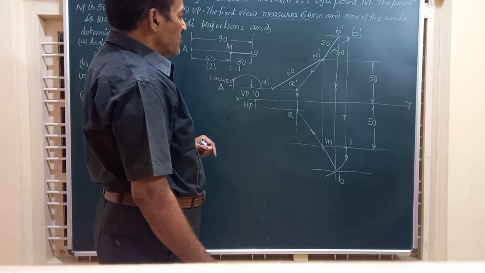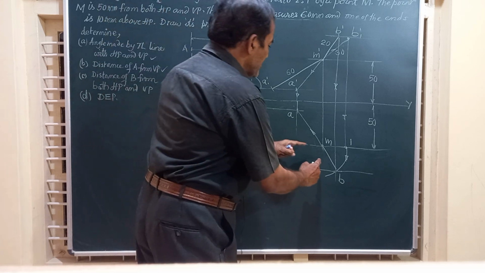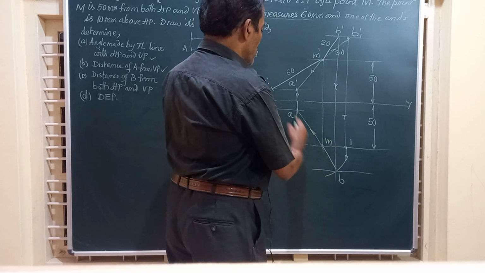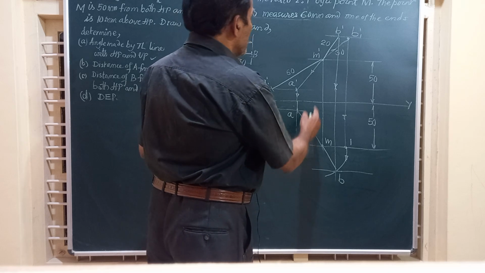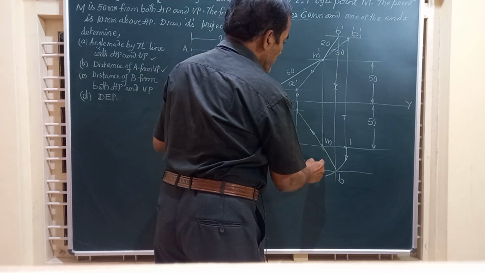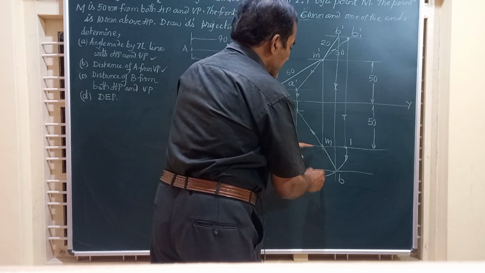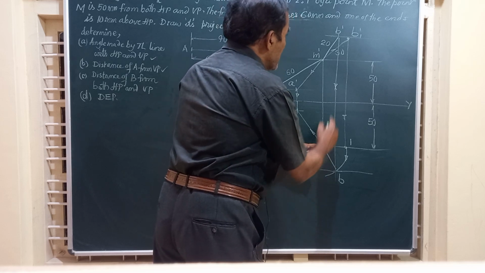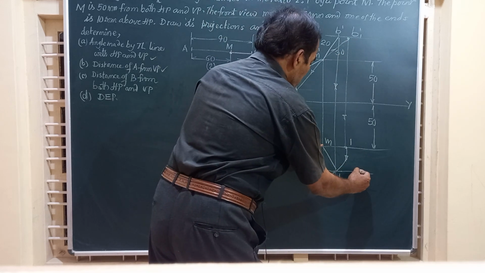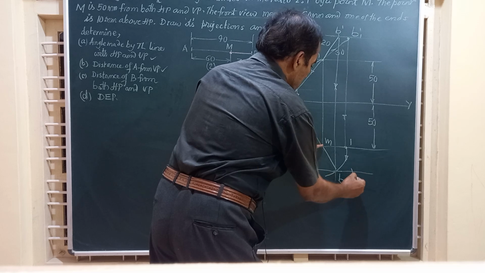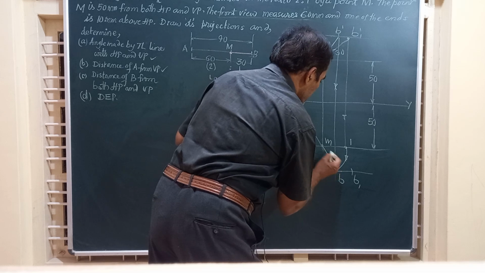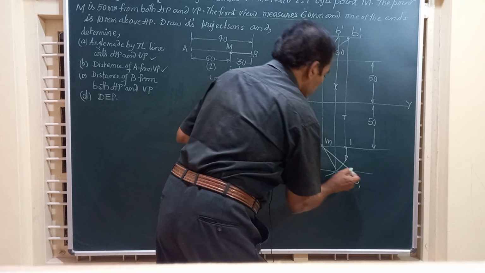Now friends, we know the true length. Taking center M, what length should I take now? This part is BM, that is AB top view. Now I should draw a line from point M, taking the true length of that as 30 mm. So it will meet somewhere here. So we will join that and obtain point MB1. So I have got MB1.